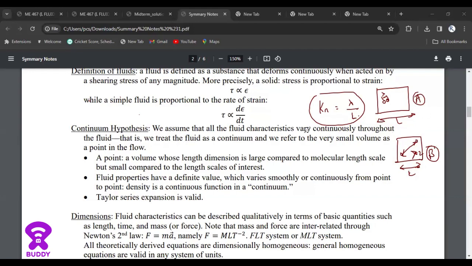So for that, we define one number called Knudsen number, and the Knudsen number is saying that the concept of continuum will be valid if Knudsen number is less than 0.01. Right? What's the name of the number? Knudsen number. It's less than 0.01, meaning the gap is small. Yeah, the gap is small. Okay.